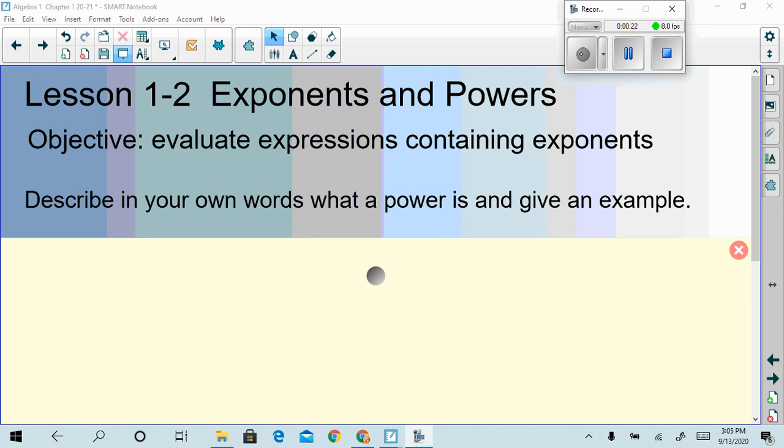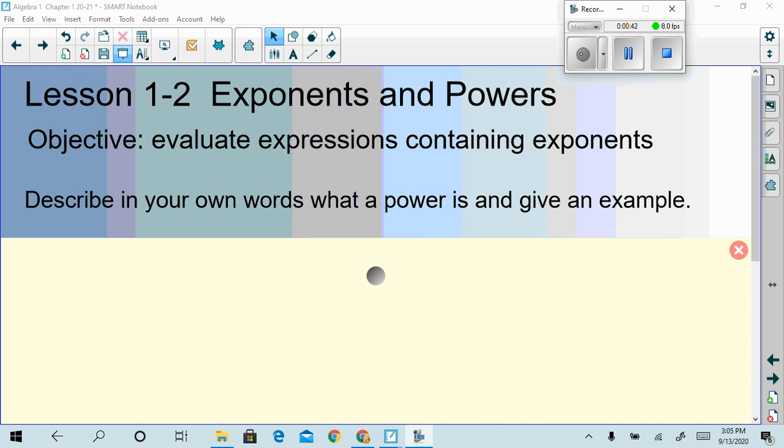In our next lesson, we're going to refresh our memories on exponents and powers. We talked a little bit about expressions and we talked about simplifying using order of operations and evaluating. And then part of that process included powers. So our objective today is to evaluate expressions containing exponents.